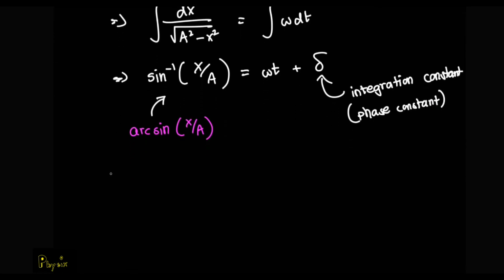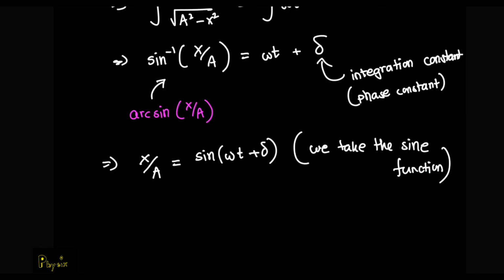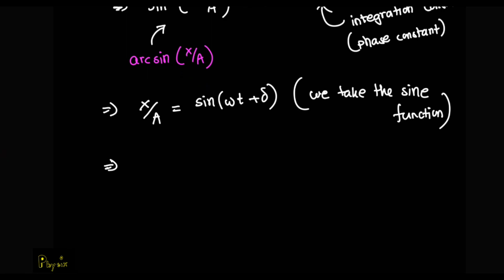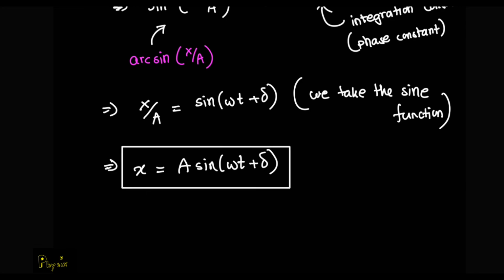Okay, now we take the sine function on both sides. Taking the sine function on both sides, we have that x over a is sine of (omega t plus phi). Now, if you multiply both sides with a, which is the amplitude, here you go. You have x is equal to a sine (omega t plus phi). And this is how you derive the displacement function for a particle exhibiting simple harmonic motion.